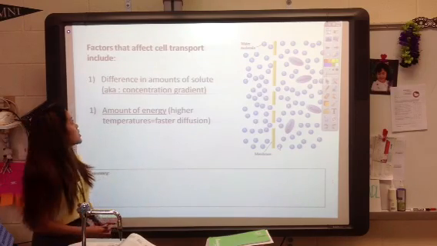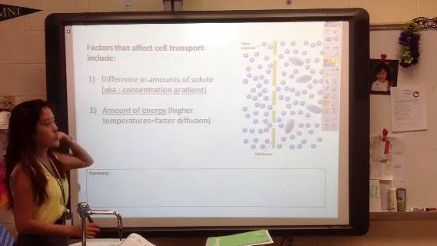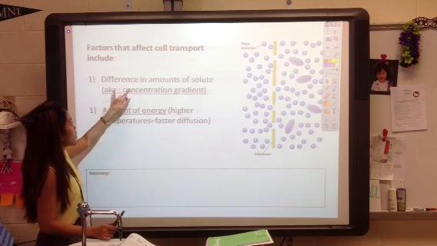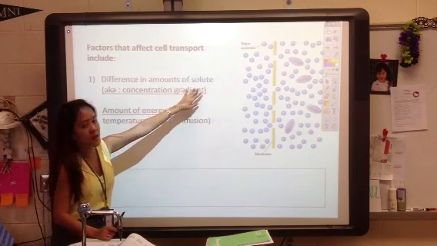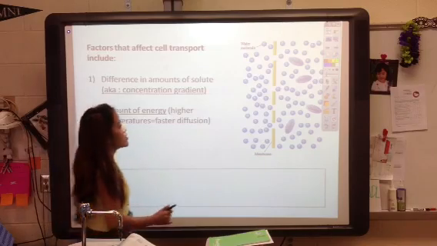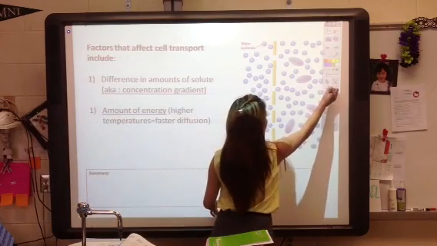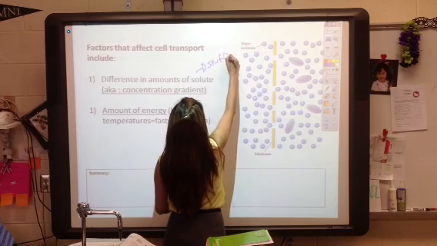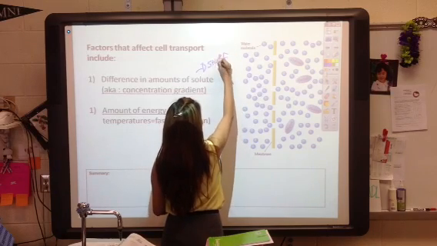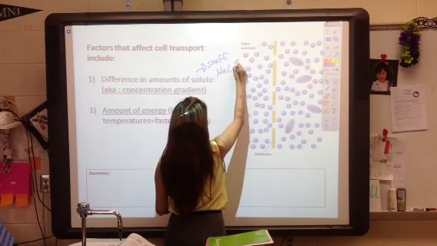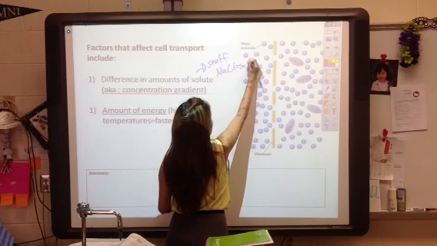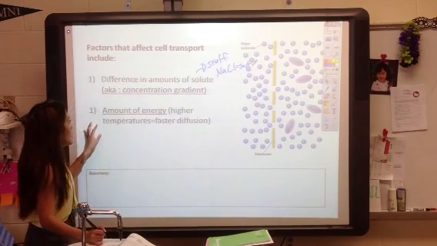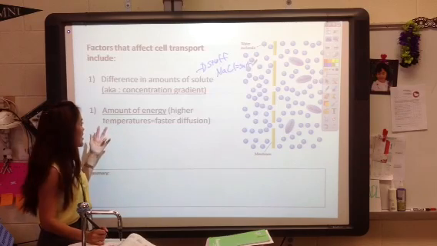And the last section here are factors that affect cell transport. There are 2 main things that are going to affect cell transport. The first is the difference in the amount of solute. Remember, the solute is the stuff inside of your solution. So solute is stuff like NaCl. This is actually salt. Or it can be sugar, it can be salt.